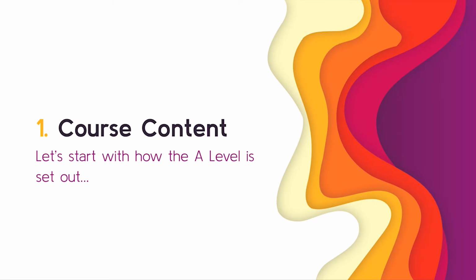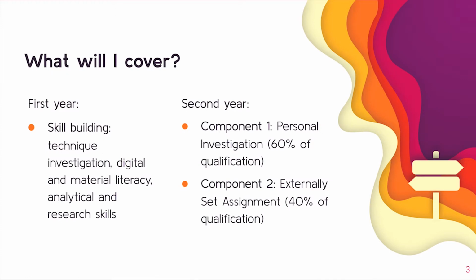So first up, let's look at the course content and how the A-level is set out. It's a linear programme and it's 2 years long. In the first year, we're looking at getting your skill set really high. It's all about building different skills that you will need. So lots of different techniques, digital and material literacy, making sure that analytical and research skills are really strong and you're confident recording ideas in your sketchbooks.